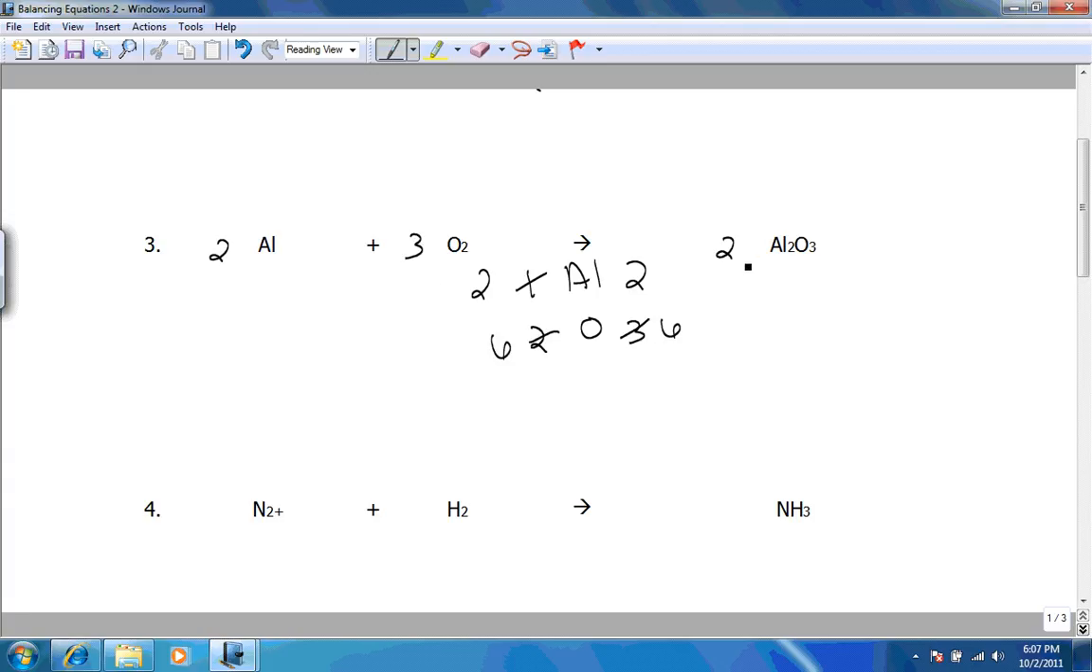Now, in the process, when we did that, we actually ended up changing the aluminums to equal 4, which means we have to go over here and switch this over to a 4. And now those are balanced.